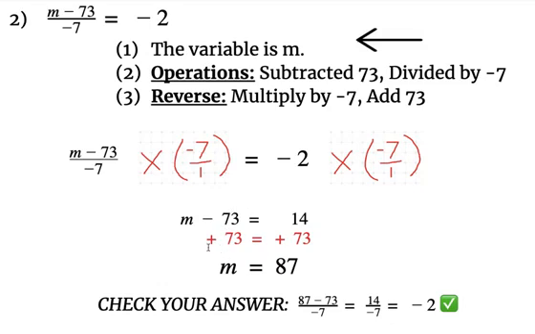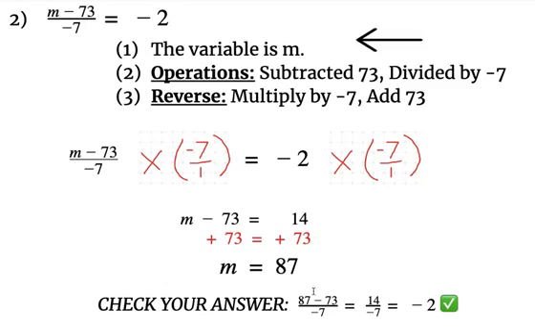Then we have our last step, which is adding 73 to both sides of our neighbor's fence. That cancels on the left-hand side, taking 73 steps back and then taking 73 steps further ahead is going to be like you did nothing at all. And then on the right-hand side, 14 plus 73 is 87. So we end up with m equals 87.